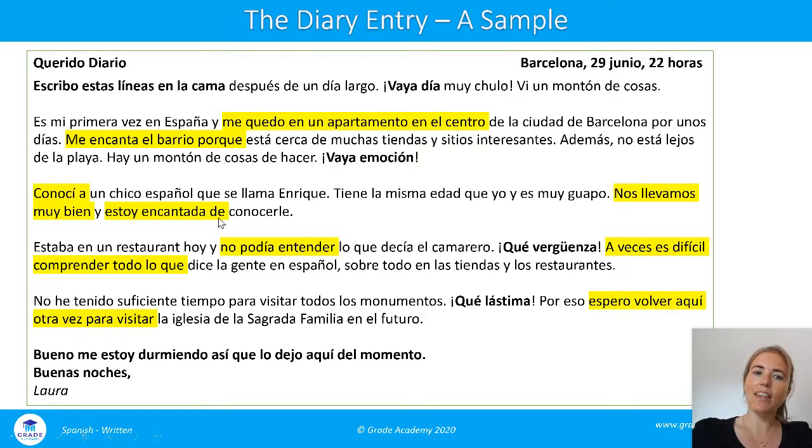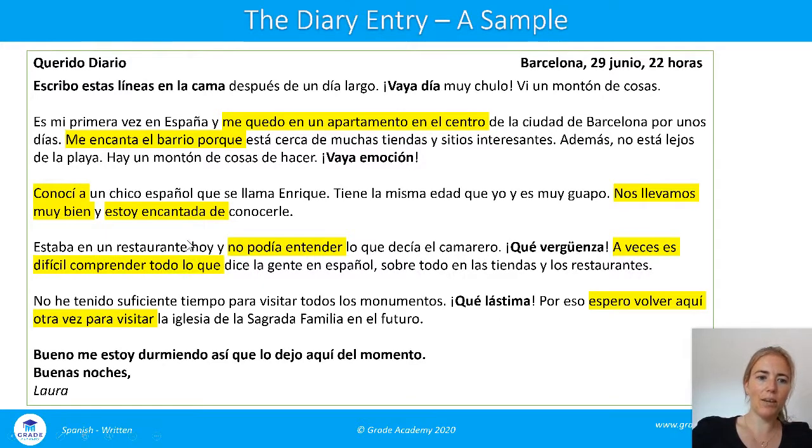Y estoy encantada de conocerle. Again, another one. If you're talking about people you've met, I'm delighted to have met him. Estaba en un restaurante. We just fixed a little typo there. Estaba en un restaurante hoy y no podía entender lo que decía el camarero. So, I was in a restaurant today and I couldn't understand what the waiter was saying to me. Qué vergüenza.